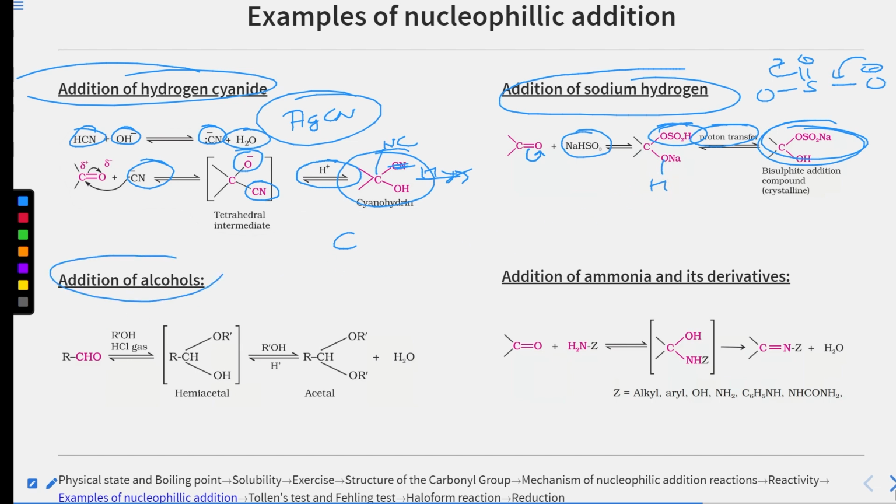Next, we have addition of alcohol. Now you should remember these names also. This is called cyanohydrin. This is called bisulfite addition compound. Next one is hemiacetal and acetal. What is hemiacetal and acetal? So we treat our aldehyde with ROH. Therefore, we get a hemiacetal.